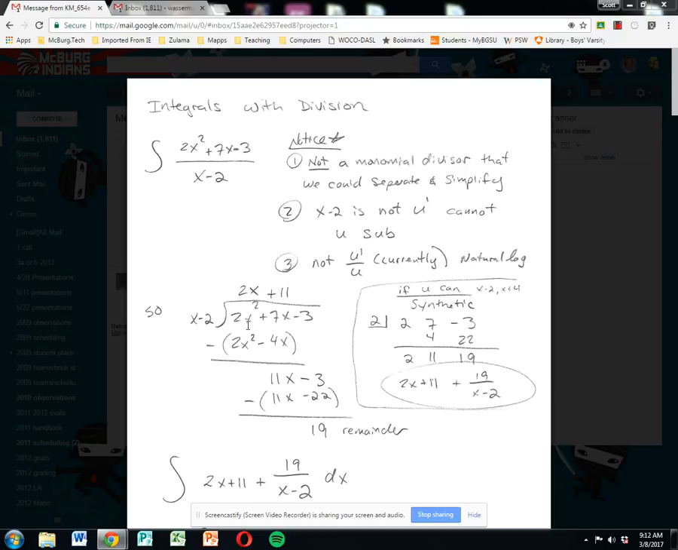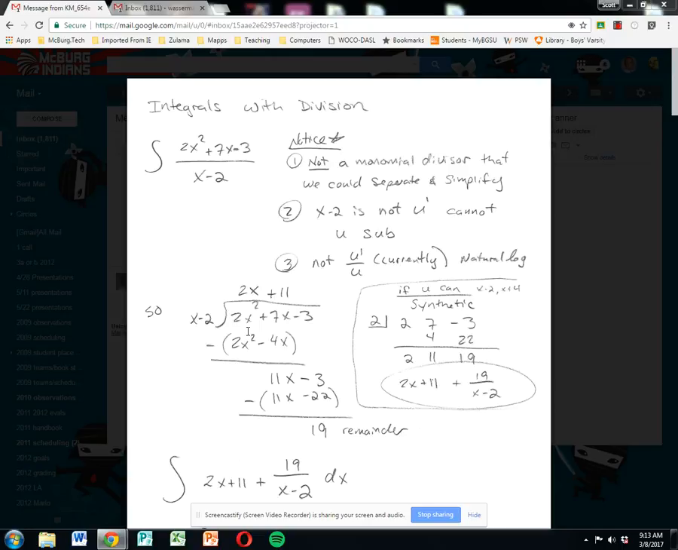So 2x squared plus 7x minus 3 divided by x minus 2. Here you'll see an example of doing it with long division. Here you'll see an example of doing it with synthetic division. If you have a simple x and a 1 as a coefficient out here, you can use synthetic. If not, you may have to resort to long division.